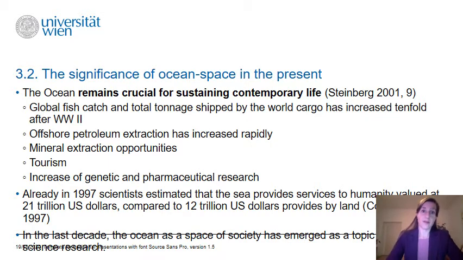Steinberg points to a very famous publication by Costanza and his team from 1997. So Costanza and his team, they tried to estimate the economic value of biodiversity by looking at ecosystem services. So services provided by ecosystems to society for free. And in order to understand the economic contribution of these services, they made a calculation that is still referred to in many books and publications today. So they estimated that the sea provides services to humanity valued at 21 trillion US dollars compared to 12 trillion US dollars by land. So this is also a very interesting number that shows how much worth resources in the sea still are.